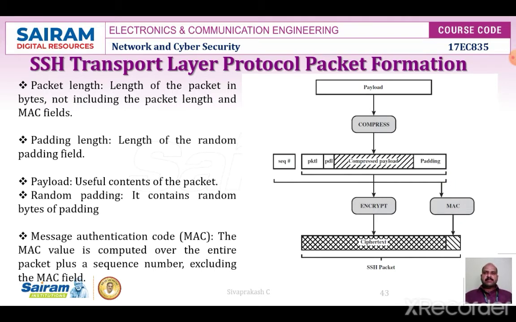This sequence number is an implicit 32-bit packet sequence that is initialized to zero for the first packet and incremented for every packet. The sequence number is not included in the packet sent over the TCP connection. Once an encryption algorithm is negotiated, the entire packet, excluding the MAC field, is encrypted after the MAC value is calculated.